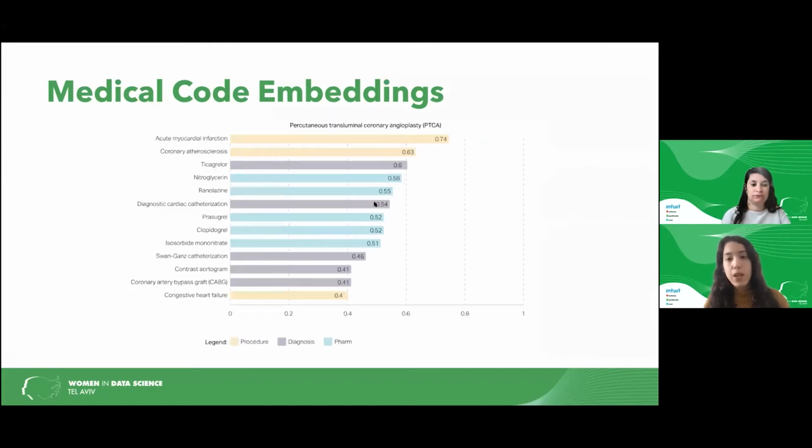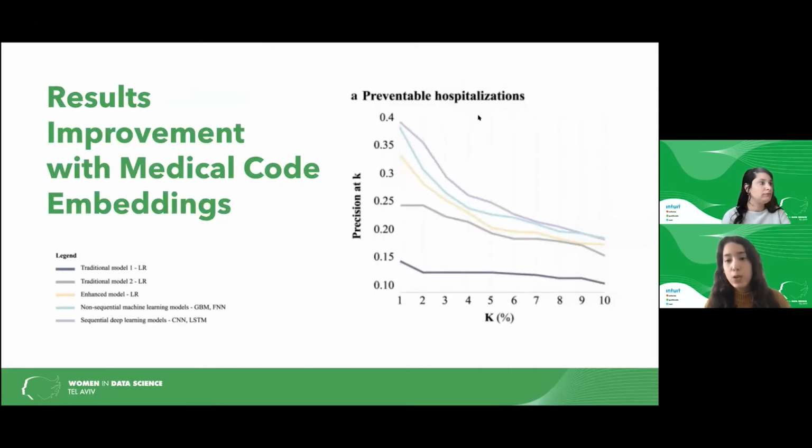Here you can see a regular example: when we look at, for example, PTCA, which is a procedure related to the heart, all the nearest neighbors of this embedding are procedures, diagnosis, and pharmaceuticals that are related to heart failure. And by using these embeddings, we can build sequential models which improve the precision at K for all different top Ks in the ranking, compared to traditional logistic regression models without the code embeddings and without the sequential architecture.